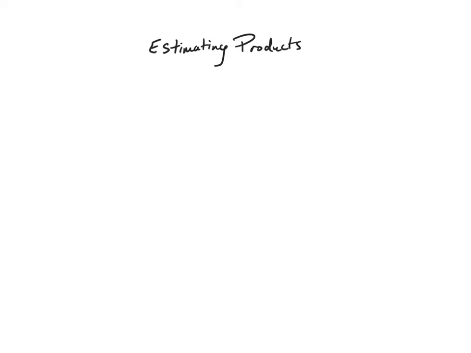In this video, I'm going to show you how to estimate products of both whole numbers and decimals. So we're going to start off with whole numbers. Let's say we have 348 times 7.